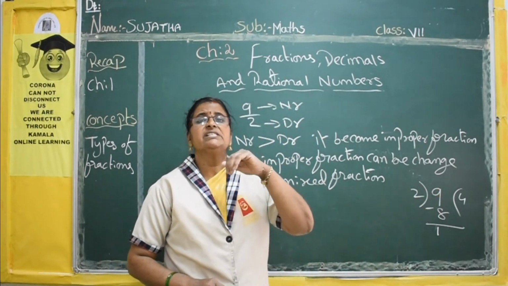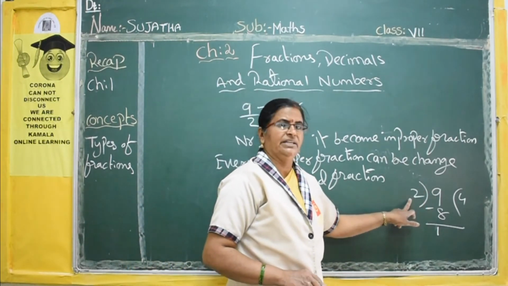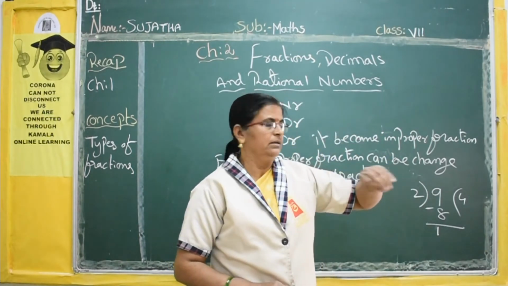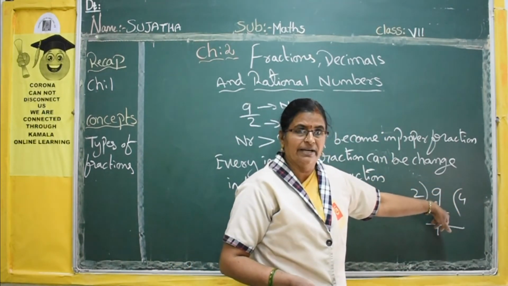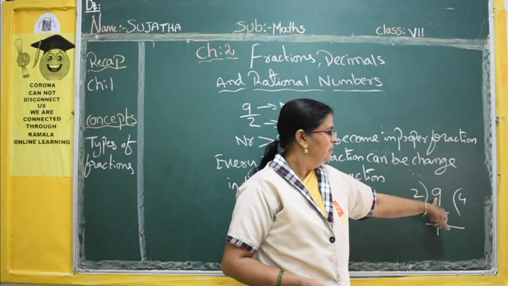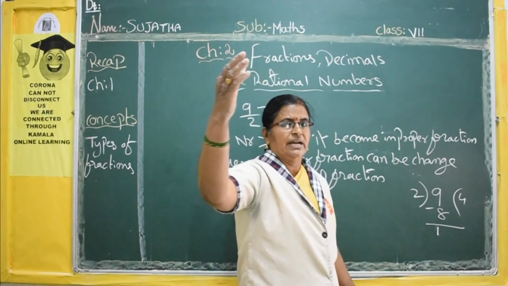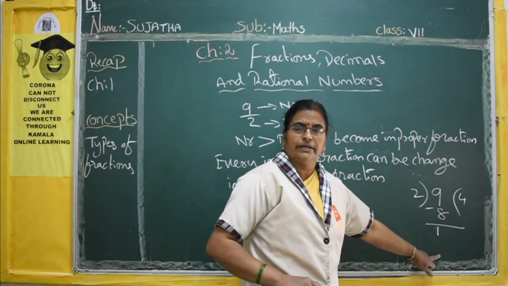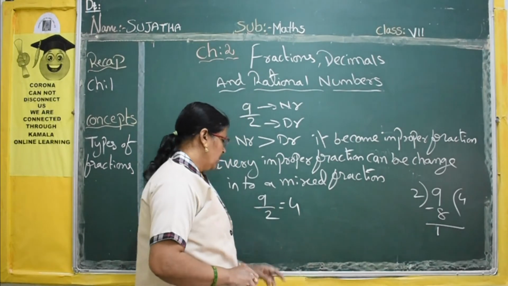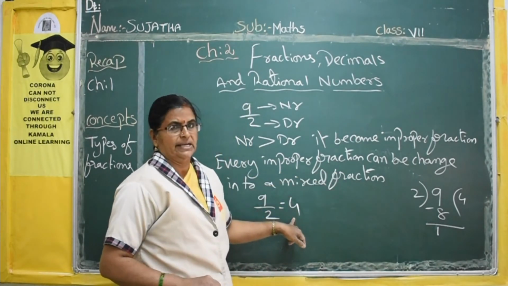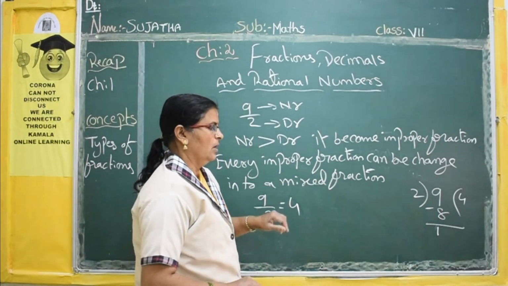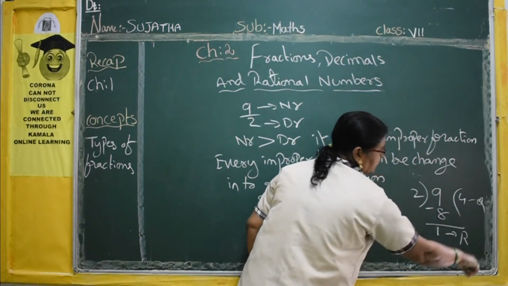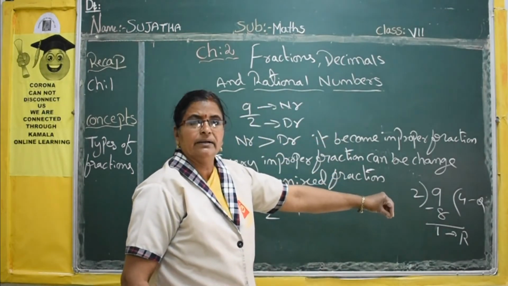By which number are you dividing? That is called the divisor. The number which you are dividing is called the dividend. After division, what you get on the right side of the bracket is called the quotient. Then what you get down below is called the remainder. Now the quotient you have to take as the whole part, 4. This is the remainder, this is the quotient.